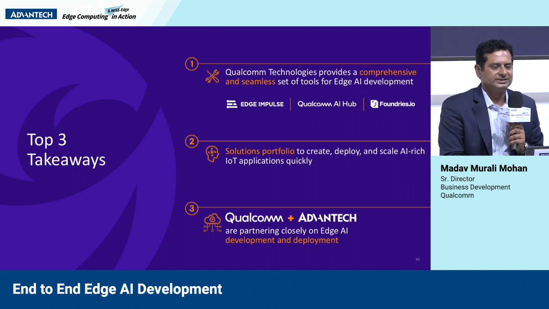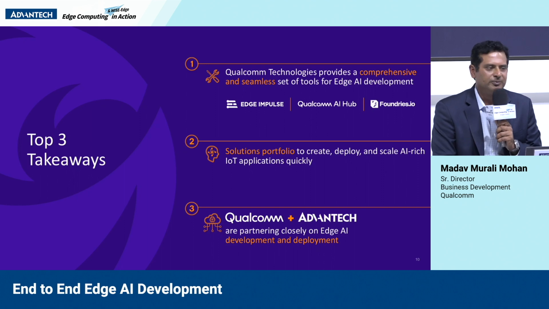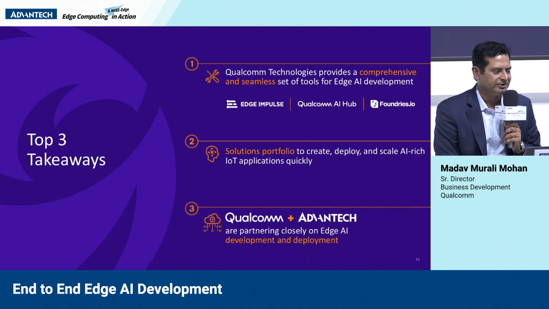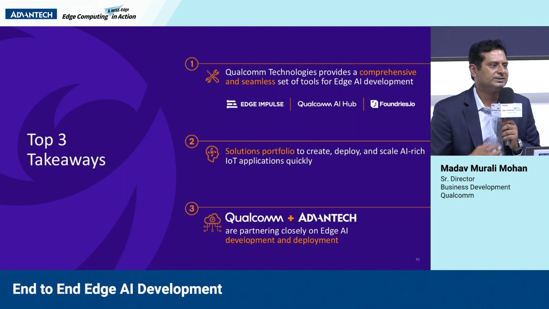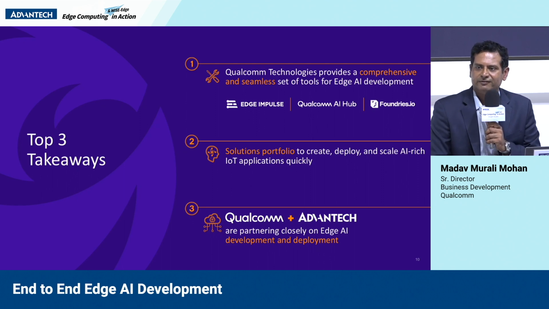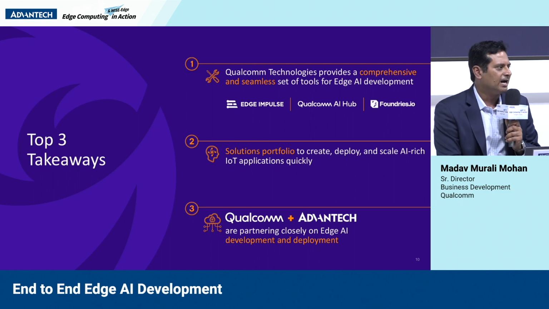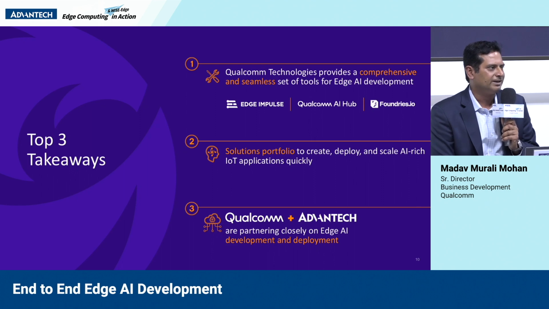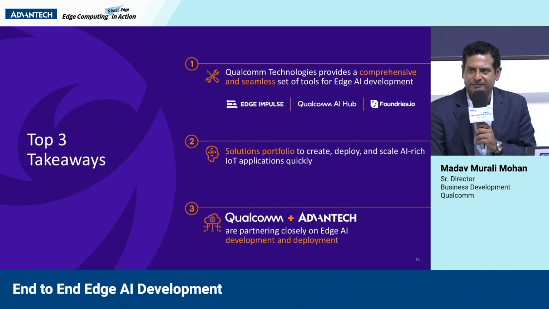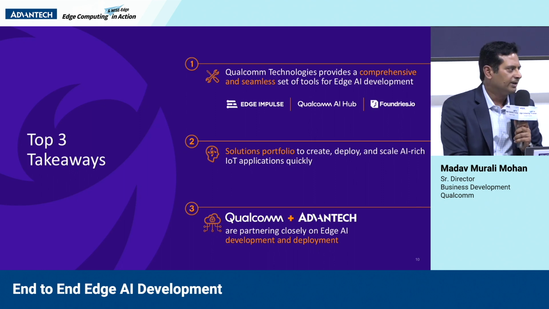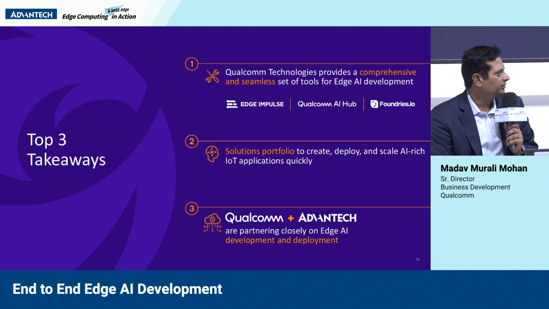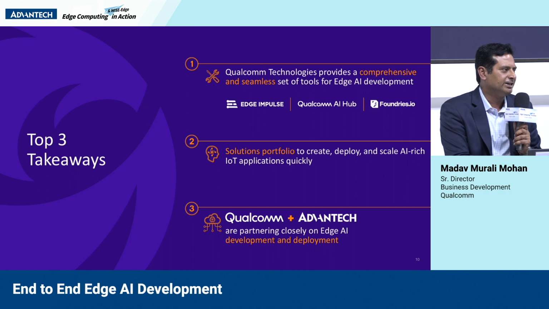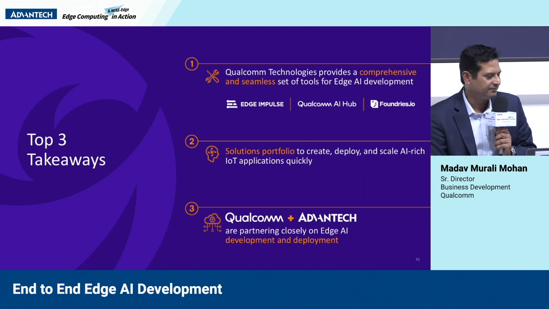Second is the portfolio of solutions that Qualcomm is putting together. That is very important, because it gives you a starting point for many of these developments. You start with the solution that is available. If it is good enough, figure out a way to deploy it, or use that as the starting point to build your own Edge AI solution using the tools that we have.